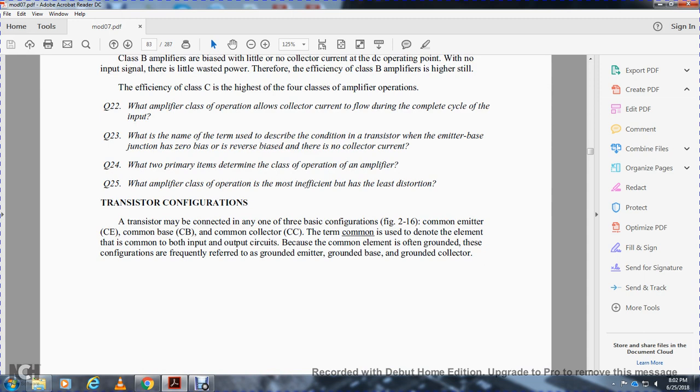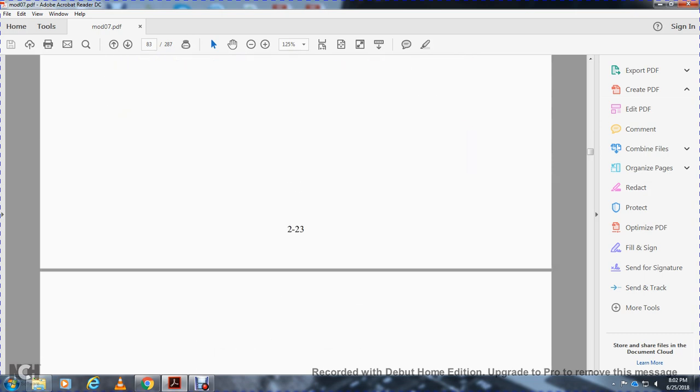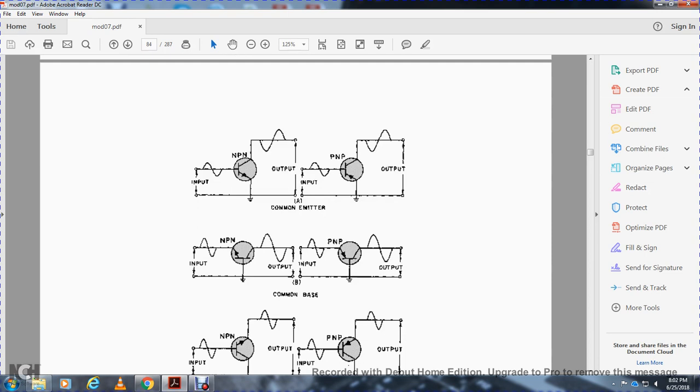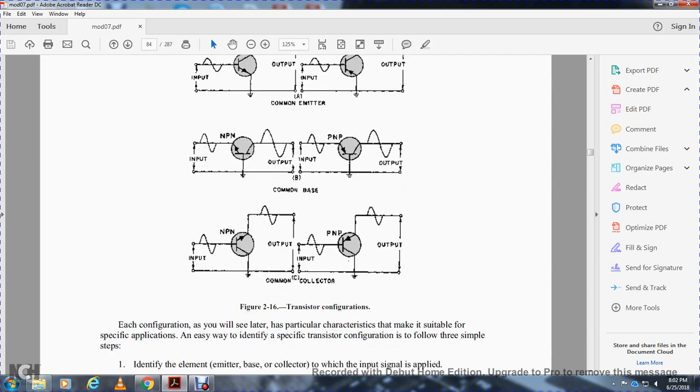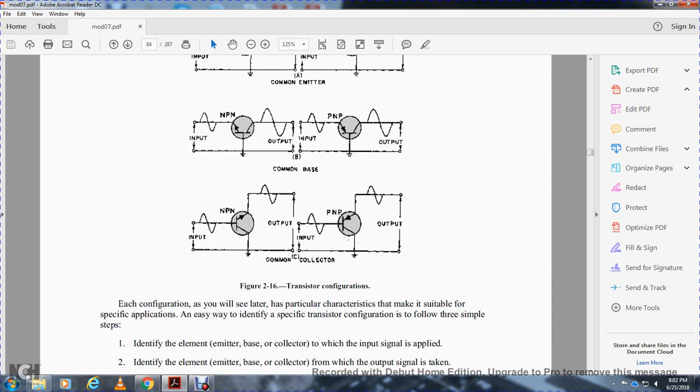Transistor configuration. Transistors must be connected in one of three basic configurations: common emitter, common base, or common collector. The term refers to the element that is common to both the input and the output. Because the common element is often grounded, these configurations are frequently referred to as grounded emitter, grounded base, or grounded collector. The figure shows the common emitter, common base, and common collector. You will see later the particular characteristics that make each configuration most suitable to a specific application.